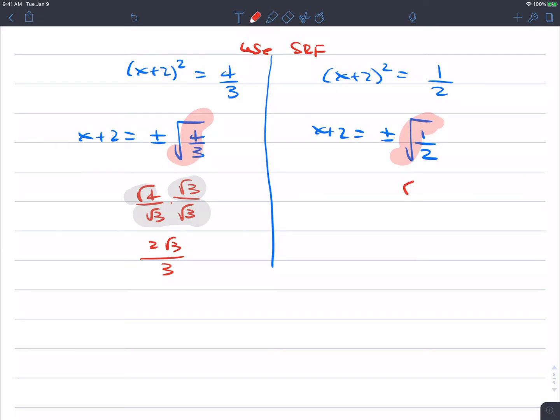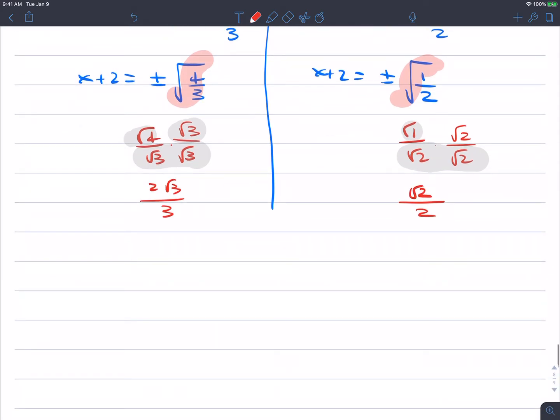Over here, we have the square root of 1 over the square root of 2. Same thing, rationalize the denominator. So in the denominator position again, the square root of 2 times the square root of 2 is just 2. And the square root of 1 is just 1. The numerator just has the square root of 2 here. So your answers are going to be now, as you see, x plus 2 becomes plus or minus 2 square root of 3 over 3. X plus 2 becomes plus or minus the square root of 2 over 2.